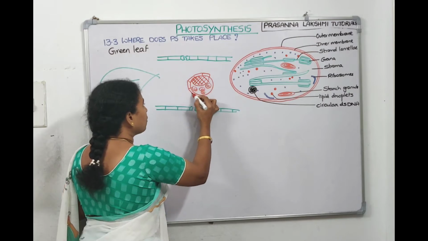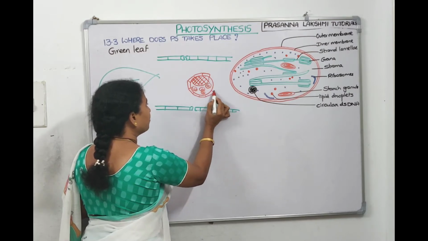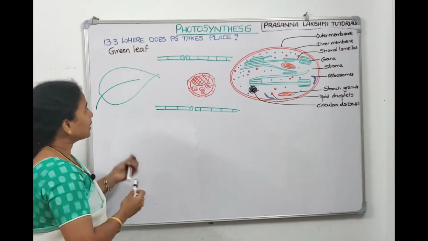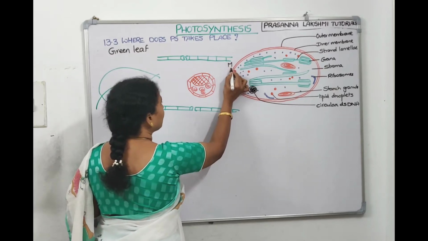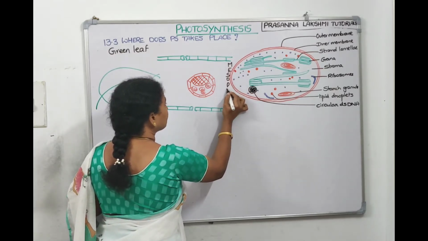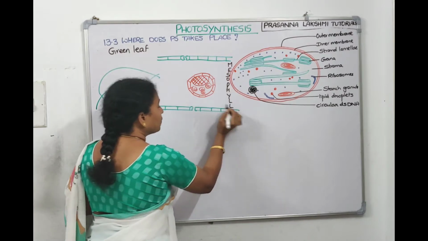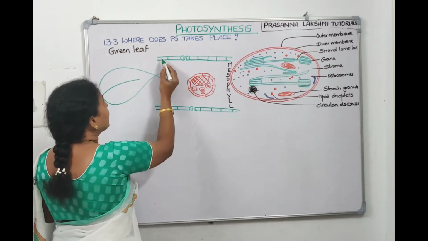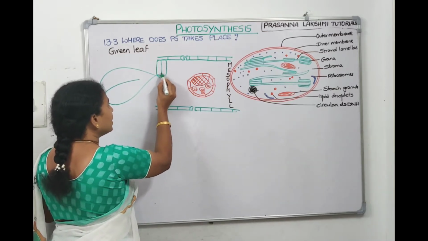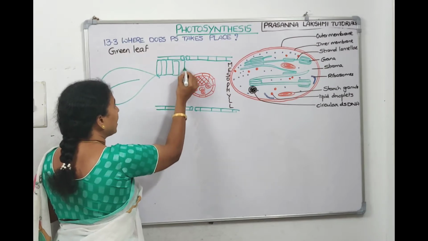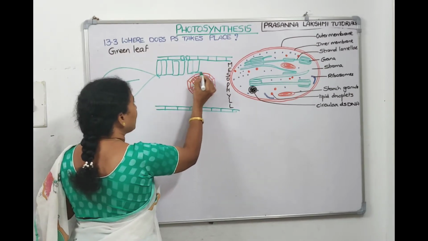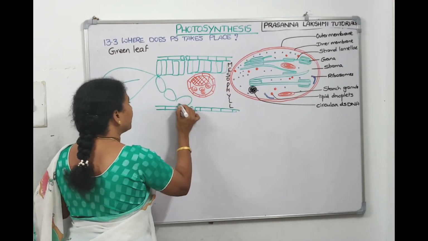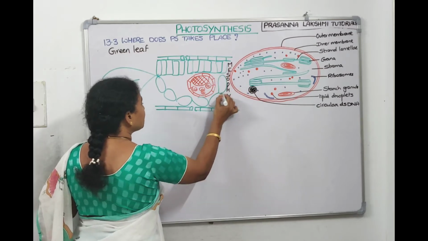Now the middle space of the leaf is called mesophyll. This is the anatomy of the leaf. This entire region is called mesophyll. Now this mesophyll contains mesophyll cells. If it is a dicot leaf, these are specialized mesophyll cells, the palisade parenchyma cells. And below this palisade parenchyma, we have loosely arranged spongy parenchyma.